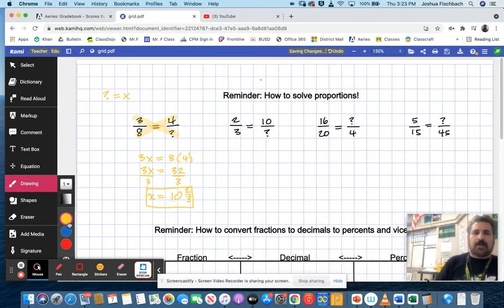Okay? On the next one over here, you've got 2 thirds is equal to 10 over something, right? Now, the 2 can become a 10 if you multiply the 2 by 5, you get 10. So this is one where we can usually use the relationship there. 2 times 5 is 10, so that very same relationship has to exist on the bottom. 3 times 5 would be the mystery value.